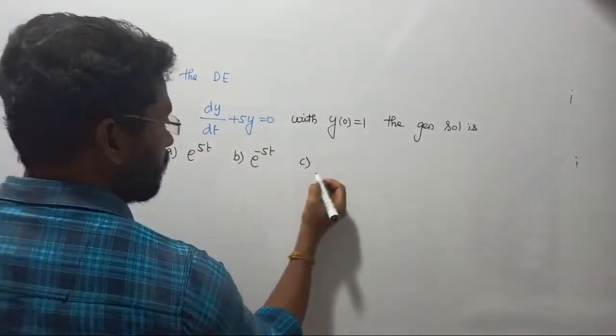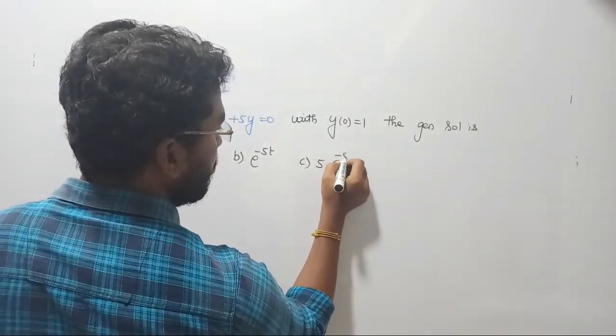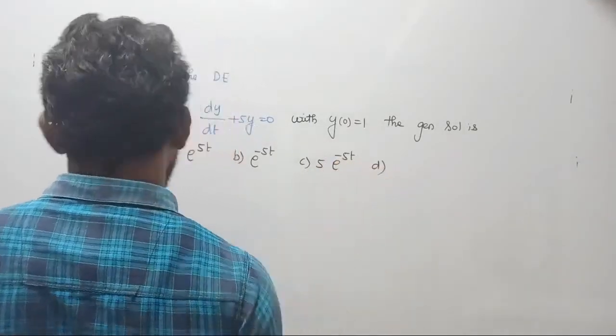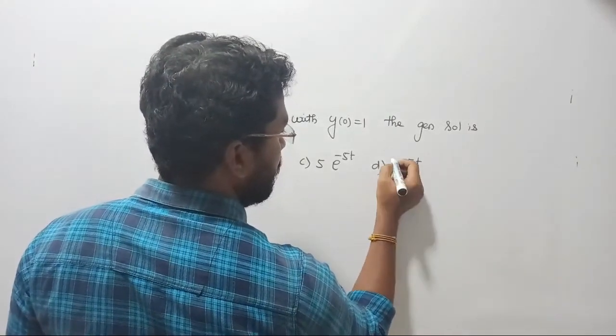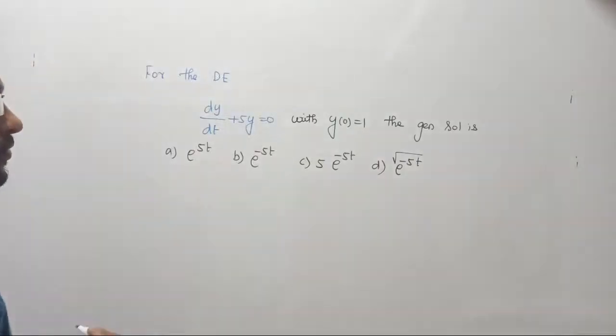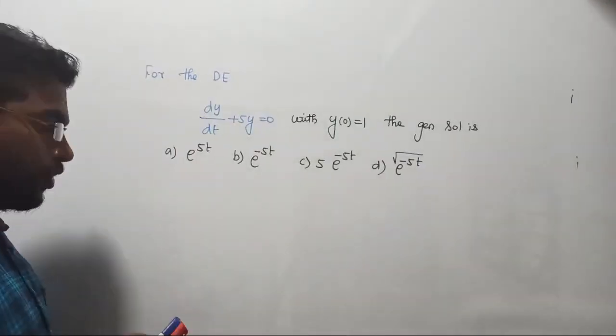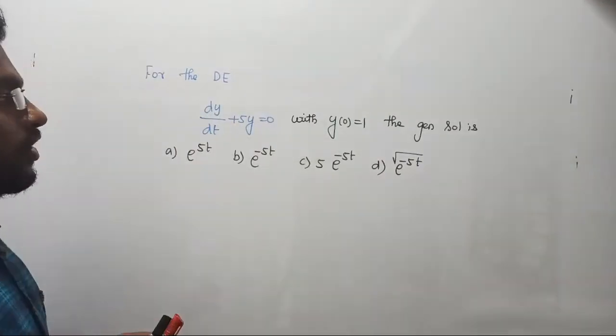Option C, they said 5 into e power minus 5 times of t. In option D, they said e power minus 5 times of t, right, under root. That's all. That is what they had given in these 4 options, right? Now let's try and figure out the answer.